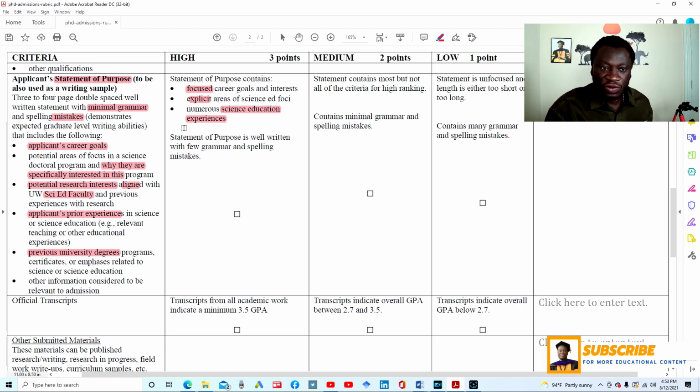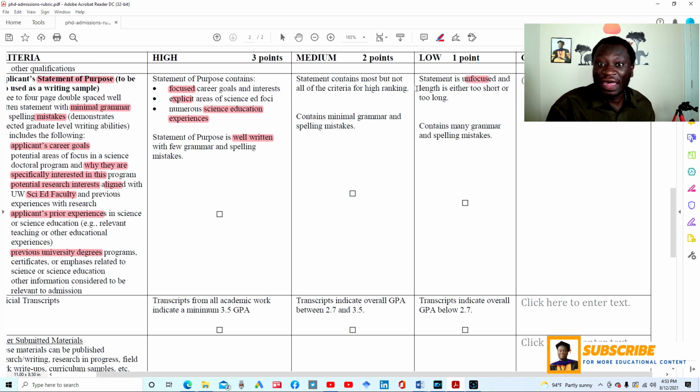And of course, to score high, it has to be well written with few grammar and spelling mistakes. That's what they expect for high-level writing for PhD students. And if you're going to score low, the statement is unfocused.